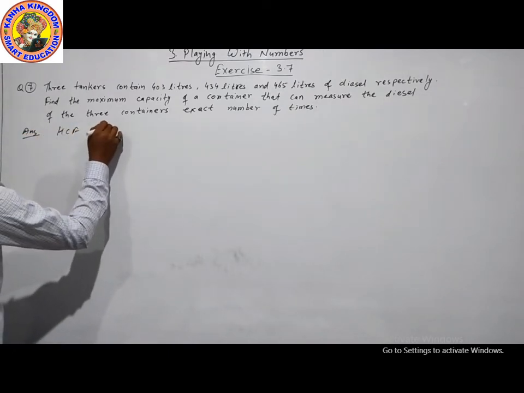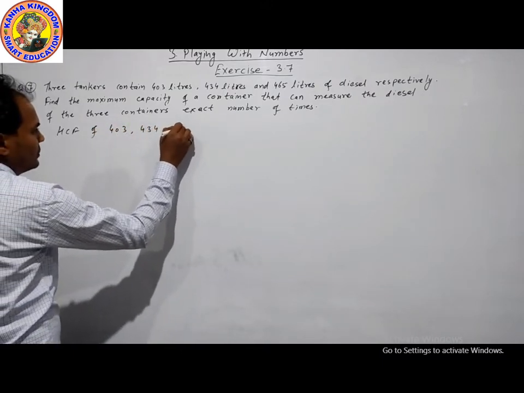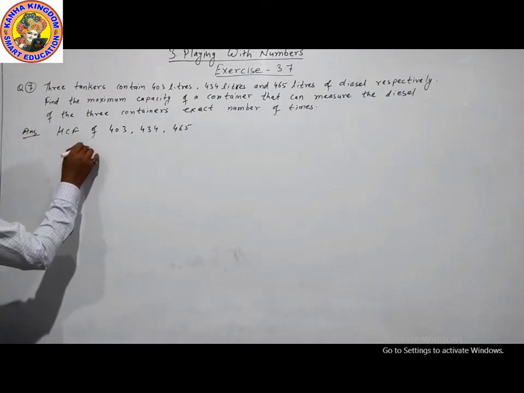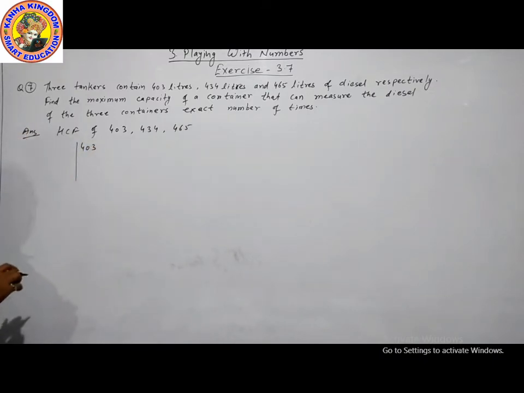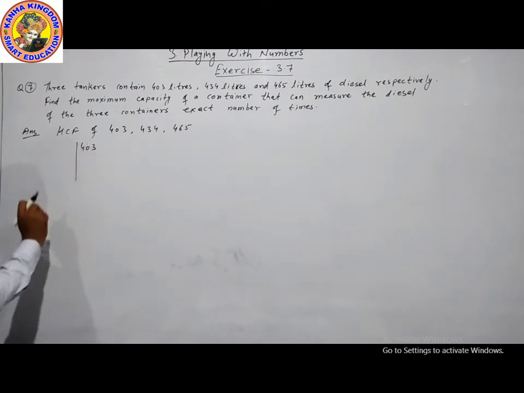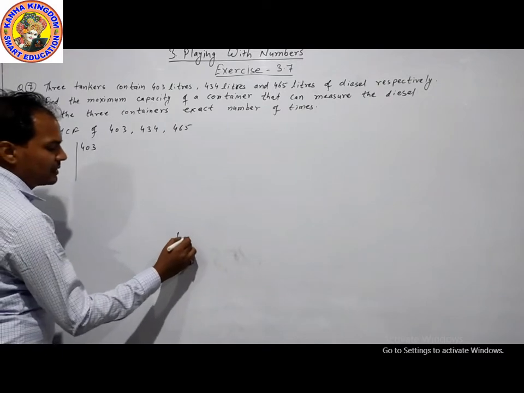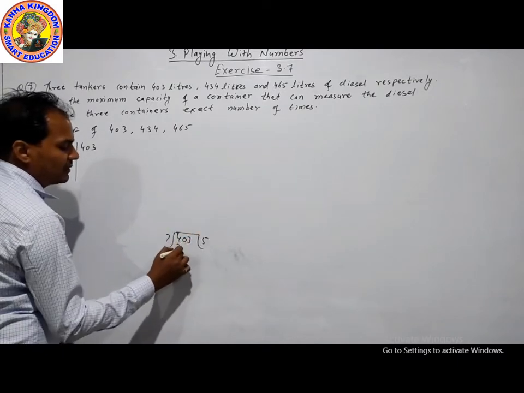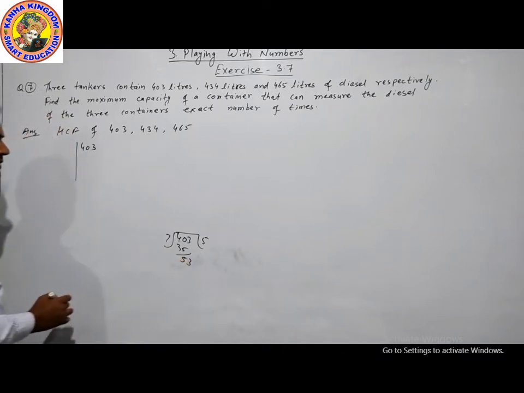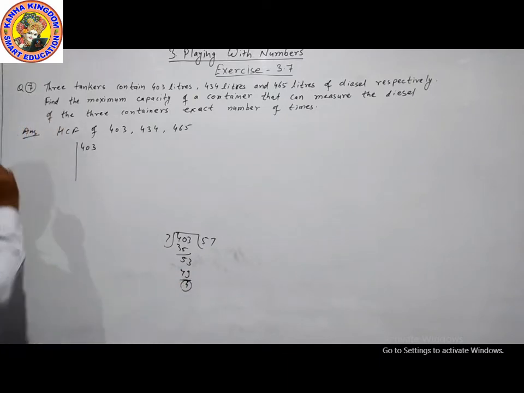HCF of 403, 434, 465. First of all, we will take the factors of 403. Cannot divide by 2, cannot divide by 3. 4 plus 3 is 7, cannot divide. Then 5, cannot divide. We will try 7. Dividing by 7, 5 times 35, 53, 7 times 49, remainder is 4. Remainder is 4, so we cannot divide.